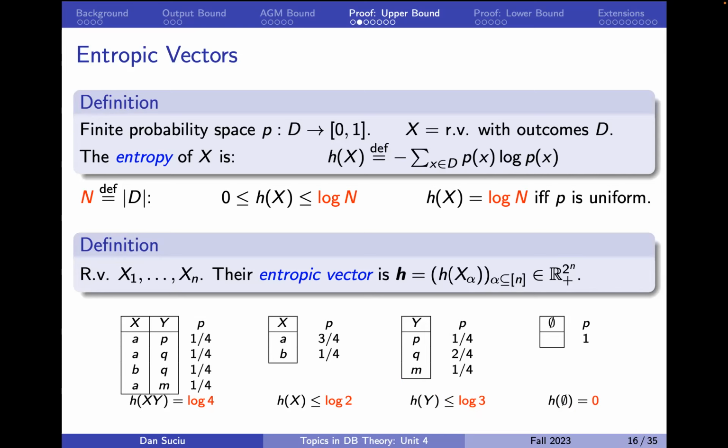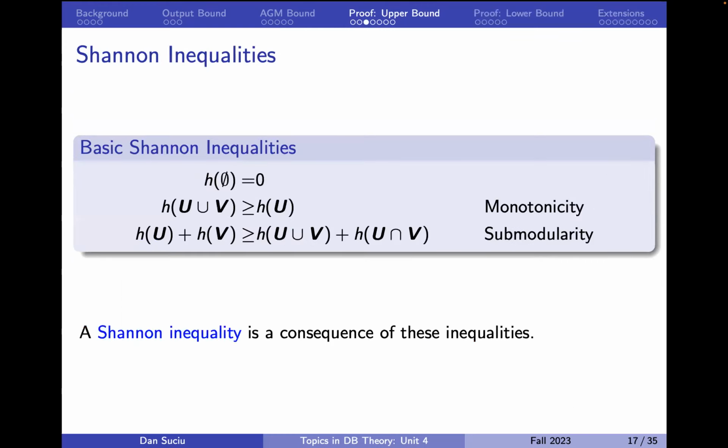That's how we will think about entropies. It is this vector. And the thing we are going to do with this vector is consider inequalities. And the inequalities that everybody should know are the basic Shannon inequalities. And here they are.